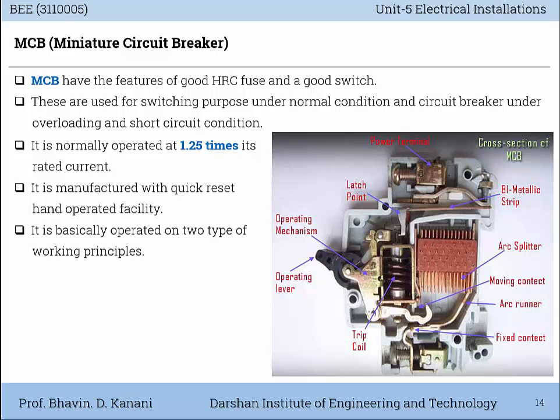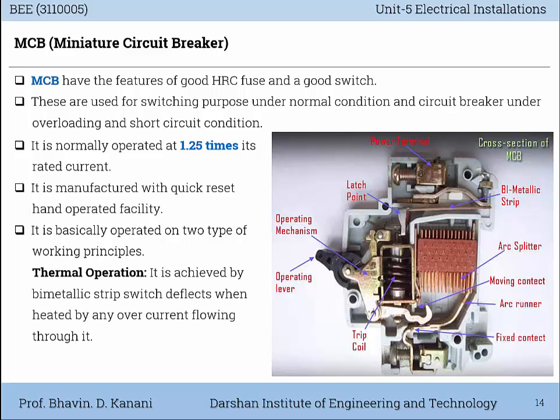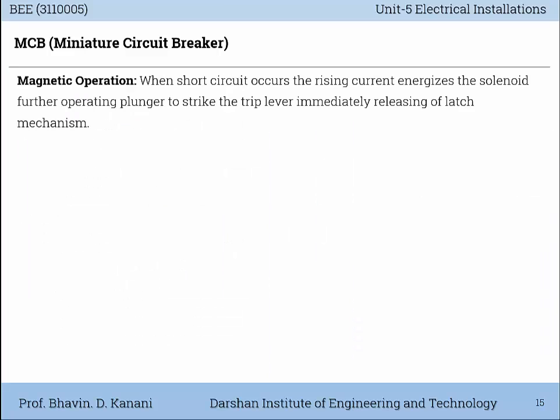It is basically operated on two types of working principles. Thermal operation: it is achieved by a bimetallic strip switch that deflects when heated by any overcurrent flowing through it. Then magnetic operation: when short circuit occurs, the rising current energizes the solenoid further, operating the plunger to strike the trip lever immediately, releasing the latch mechanism.